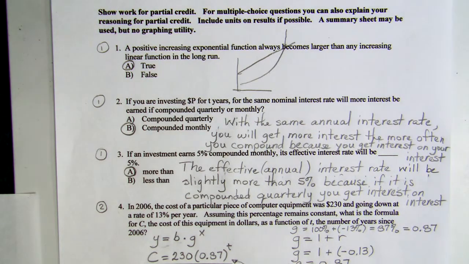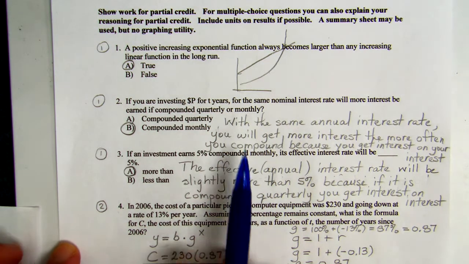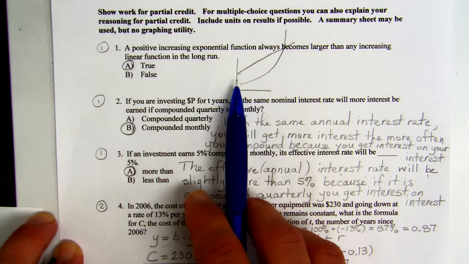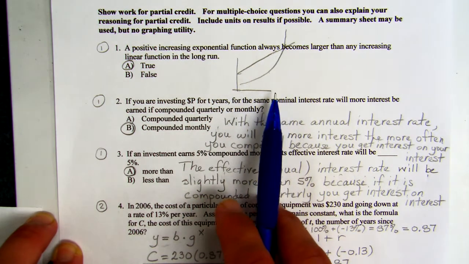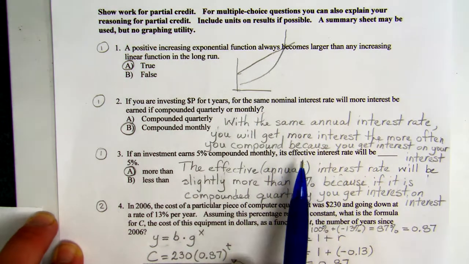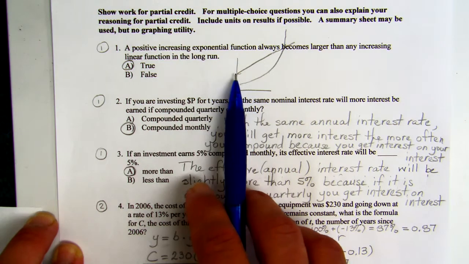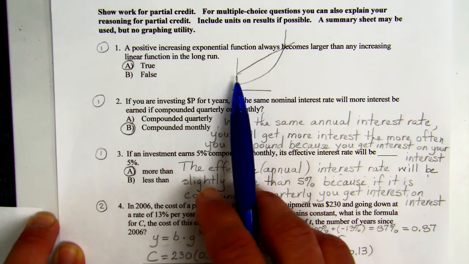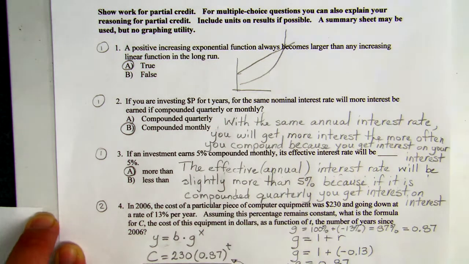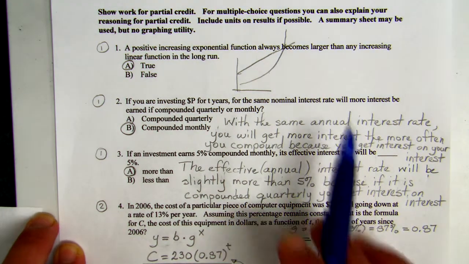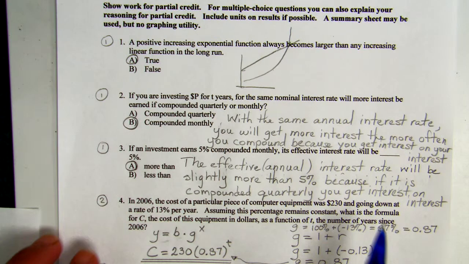All right, so the first problem, if you have linear growth and exponential growth where they're both increasing, it's just a matter of time before that exponential growth is going to pass it, even if it has a higher initial value and a large slope on the linear growth. The exponential is going to pass it in the long run. You guys did well on that.